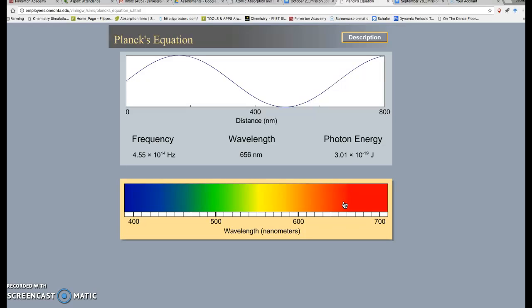With me? So all I have to do to find out the energy of a wavelength is go to this simulation, click on the wavelength, and I'll get the energy. You don't have to do those calculations. That's to go above and beyond. All right, so let's come back here.